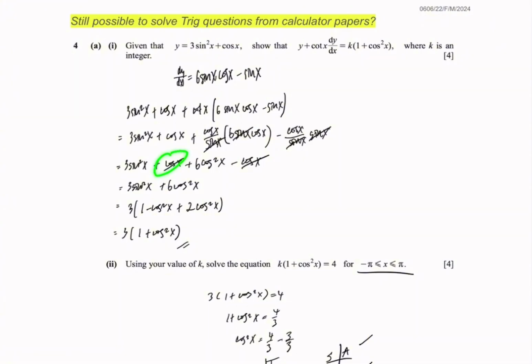And then cos x minus cos x will cancel out, which will leave you with 3 sine squared x plus 6 cos squared x. So they want it in the form k multiplied by 1 plus cos squared x. So if you look here, there's 3 as the factor, and you can change sine squared x into 1 minus cos squared x. This is using the trig identity. So that's what I did here. And then you can take minus 1 cos squared x plus 2 cos squared x to get cos squared x. And this will be the final answer.